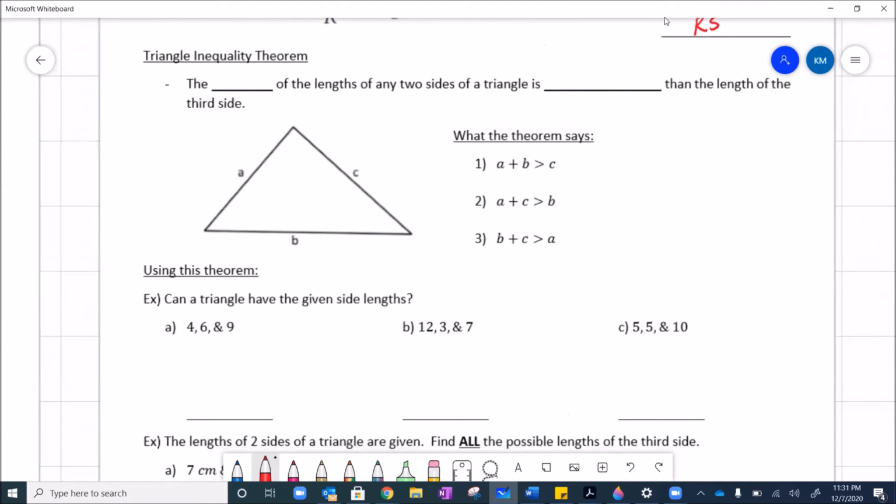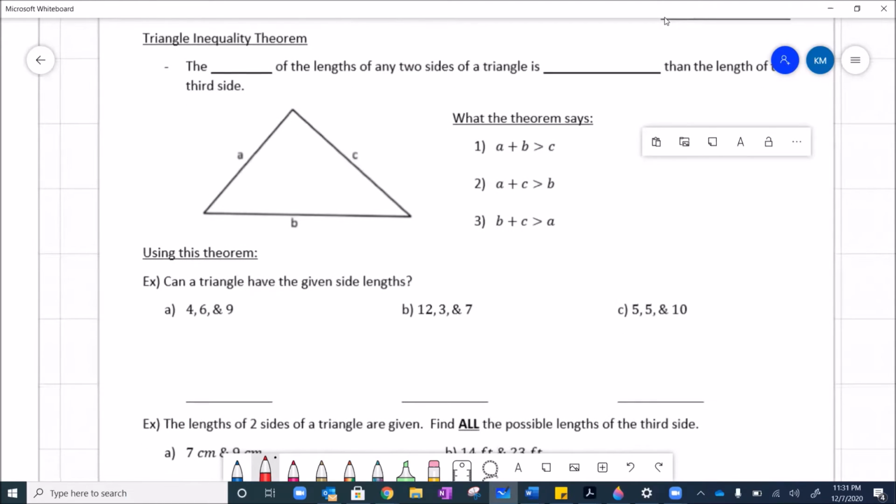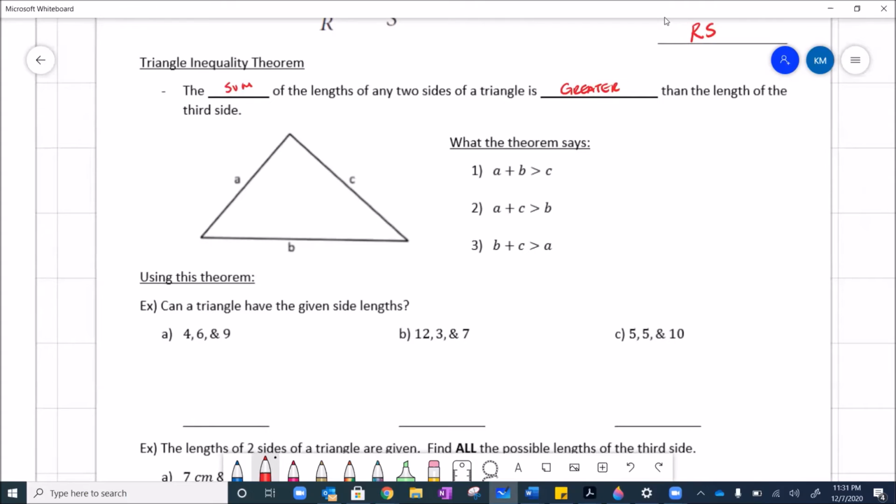All right, finally, we have our triangle inequality theorem. Kind of switching gears a little bit here. In a triangle, the sum of the lengths of any two sides of a triangle is greater than the length of the third side. It's written to say whatever two sides I choose, A plus B, A plus C, B plus C, it has to be greater than the third side.